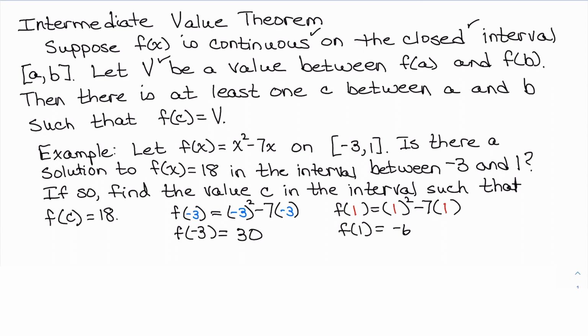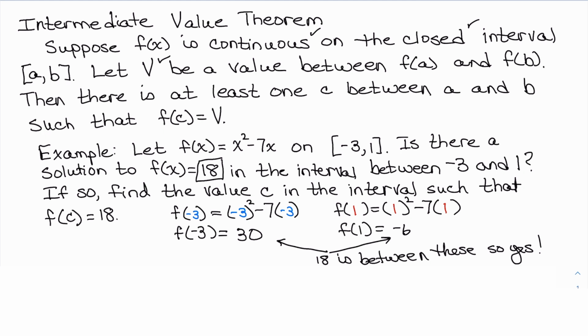And remember, our value v has to be between those. And 18 is between 30 and -6. So yes, we are guaranteed at least one c, one value in the interval that is a solution to f of x is equal to 18.